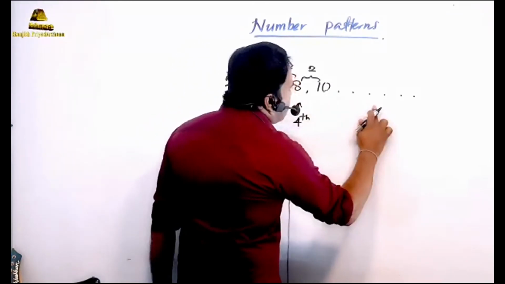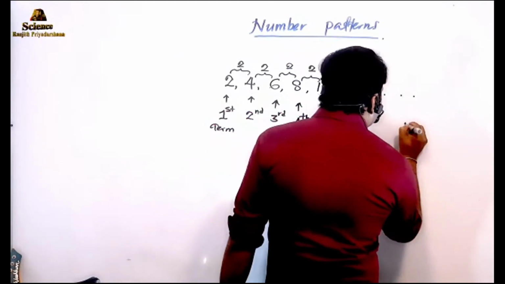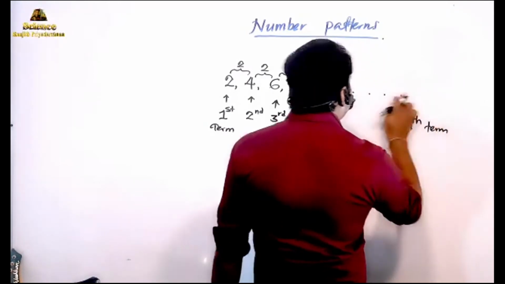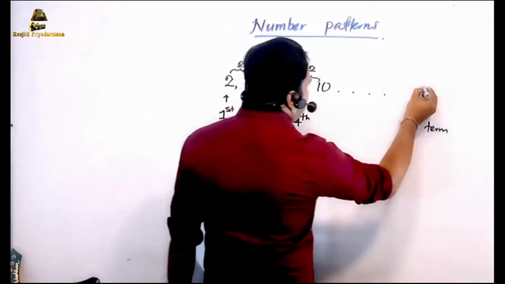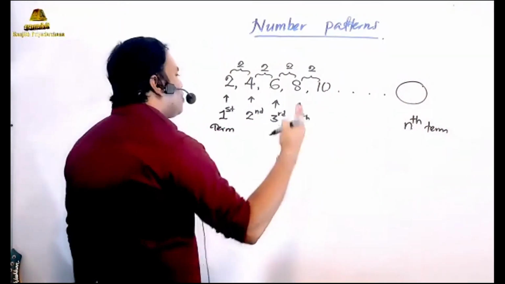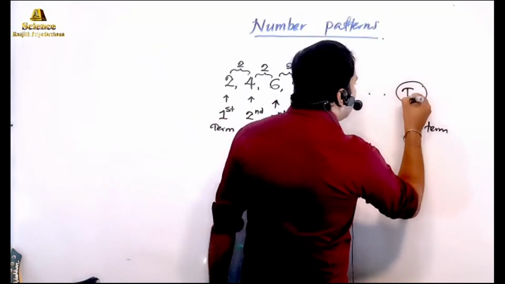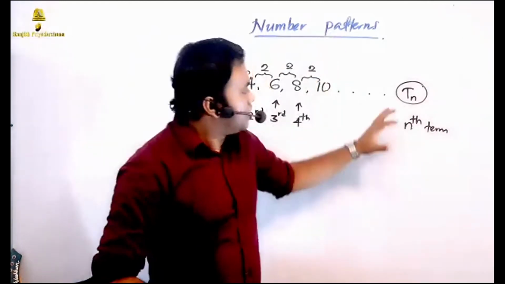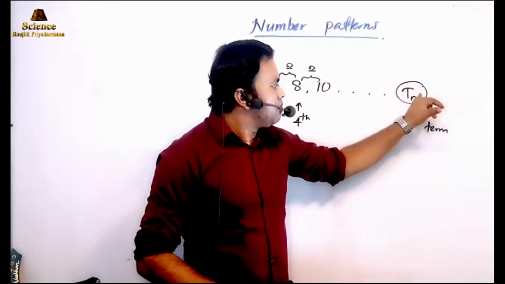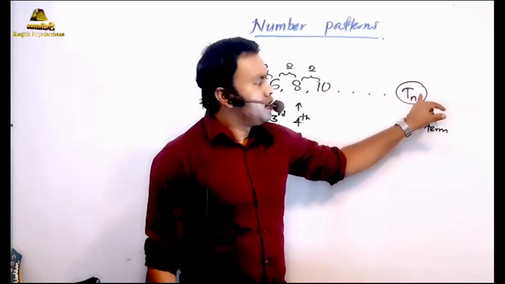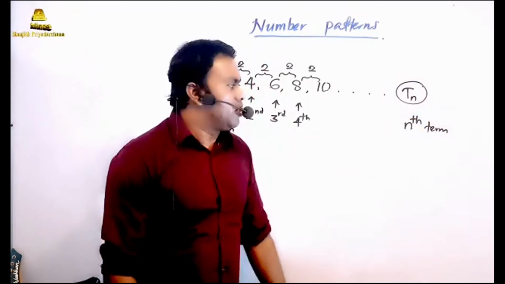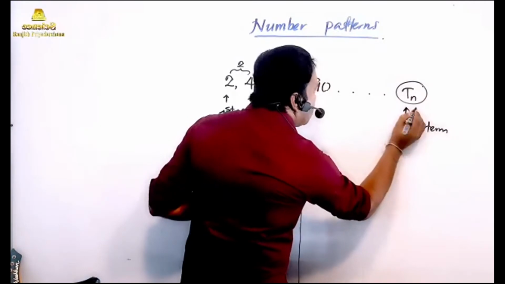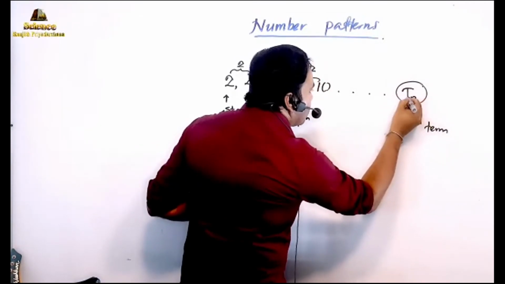When you write this up to the nth term, that nth term is here. We don't know its value. The nth term is defined to be term n. This is the standard notation that I have used. The nth term is the term n.